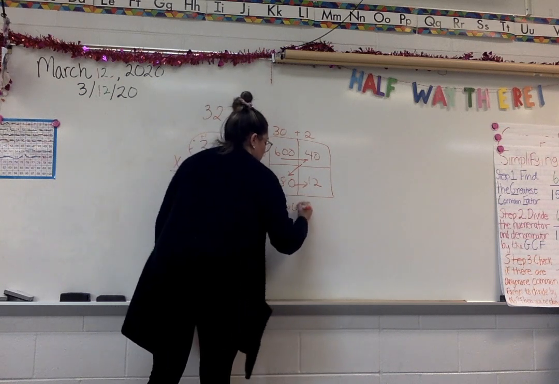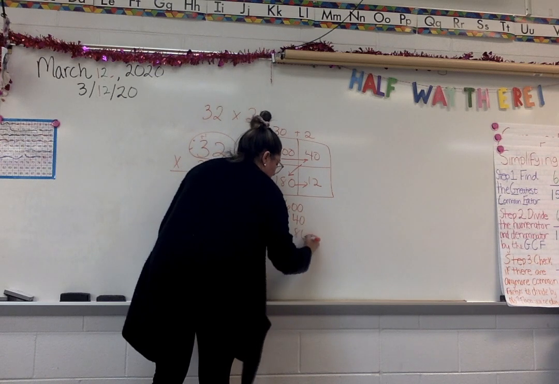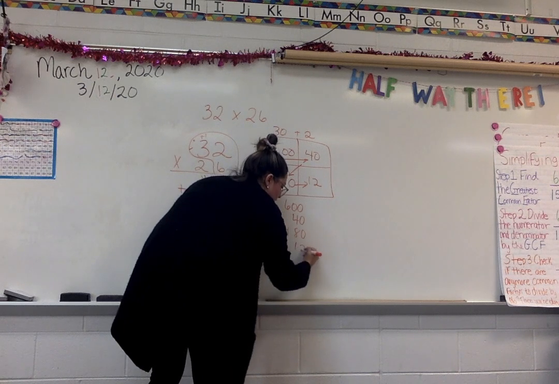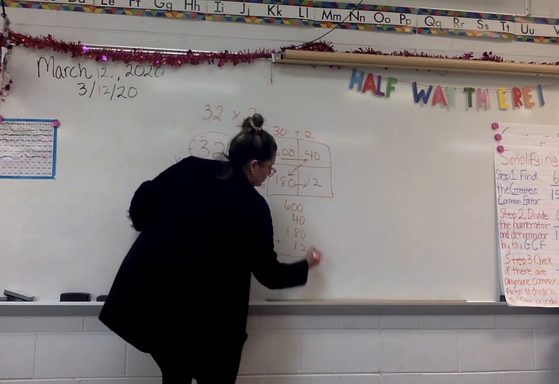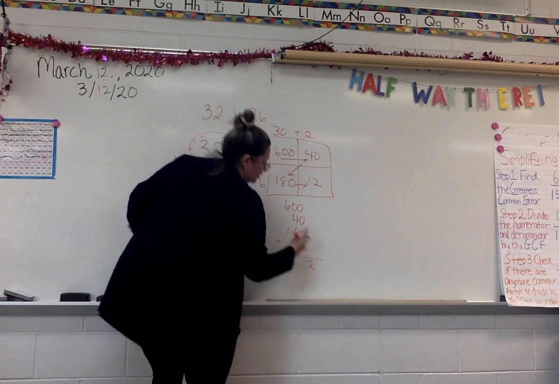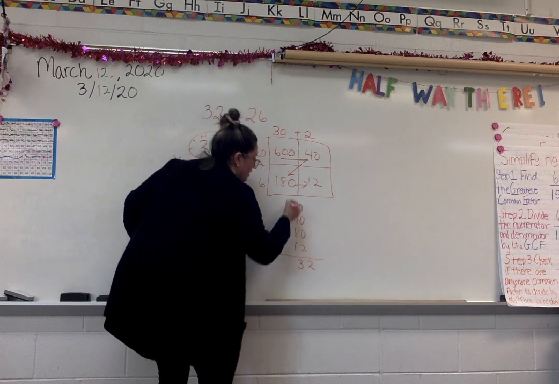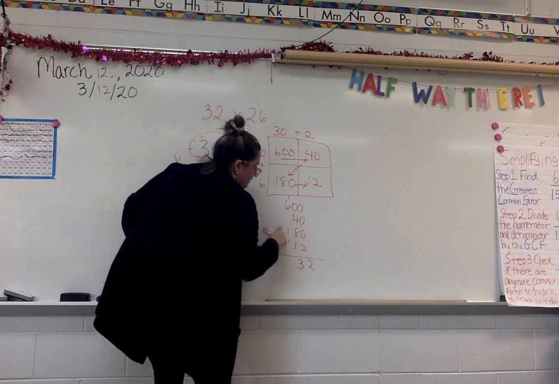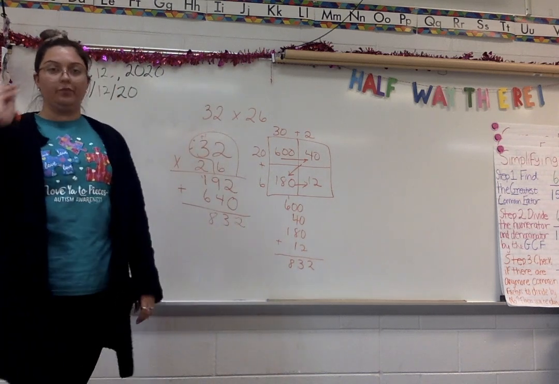Okay? So let's see. 600, 40, 180, and 12. I almost put it in the wrong place value, guys, so be careful with that. So this would be 0 plus 0 plus 2 is 2. 8 plus 4 is 12. Plus 1 more is 3. 1 plus 6 is 7, 8. So here again, we got 832.